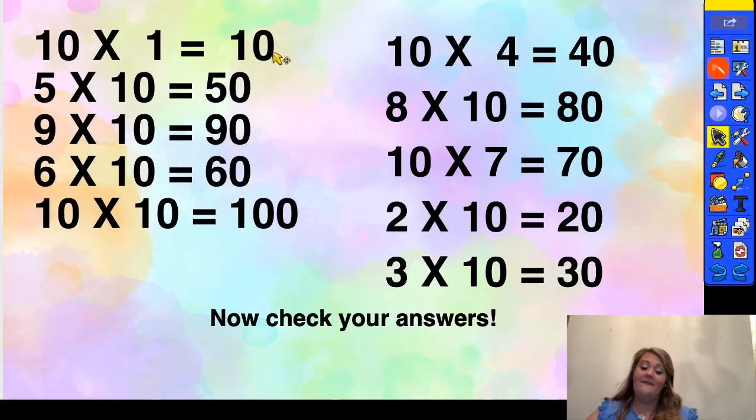All right, time is up. We're going to go ahead and go over the answers. 10 times 1 equals 10. 5 times 10 equals 50. 9 times 10 equals 90. 6 times 10 equals 60. 10 times 10 equals 100. 10 times 4 equals 40.